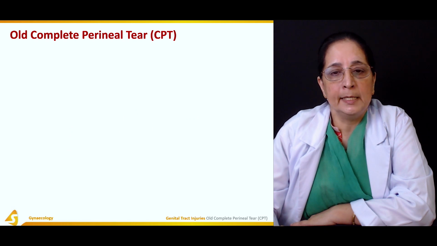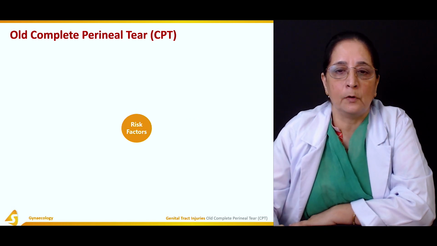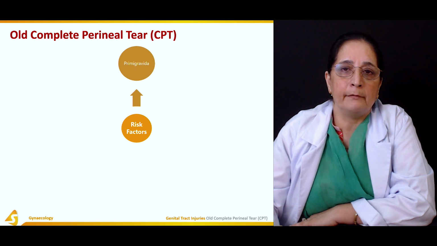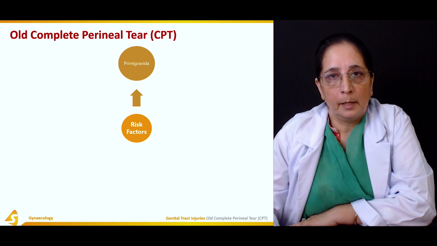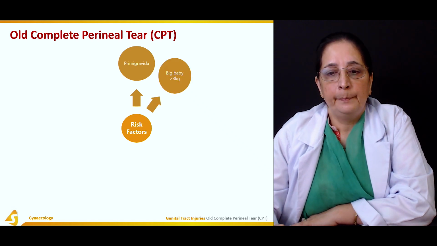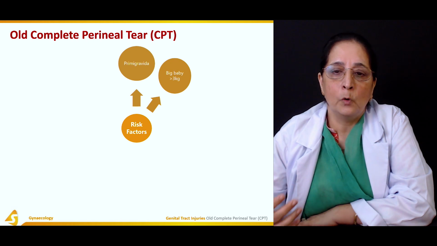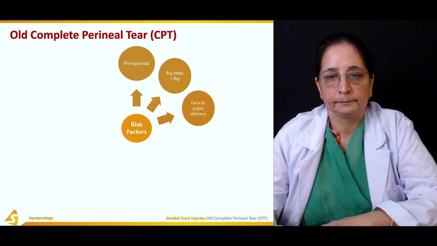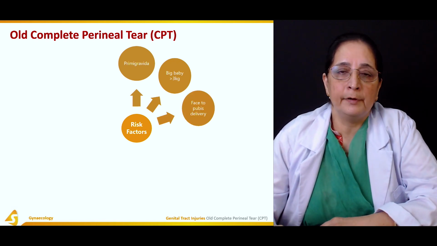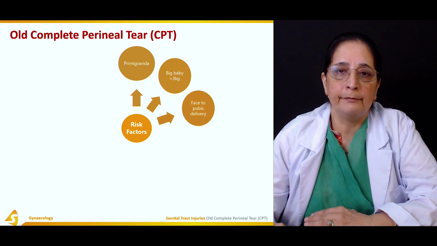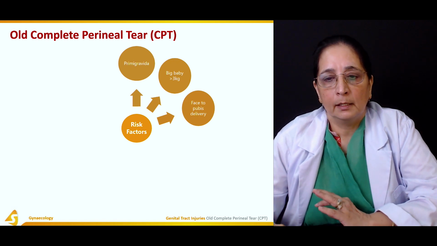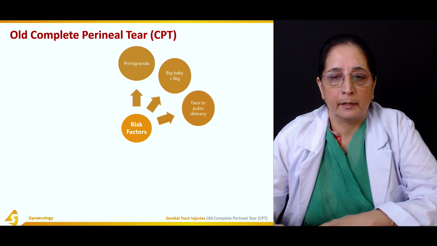Now again, what are the risk factors for complete perineal tear? Risk factors are primigravida. First time pregnancy usually leads to perineal tear. If the baby is big, more than 3 kilograms, usually it leads to perineal tear. Face to pubis delivery, if it's a breech delivery with the face coming first, then it leads to tear.